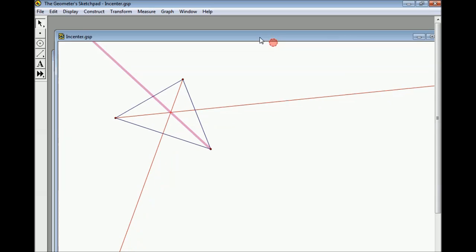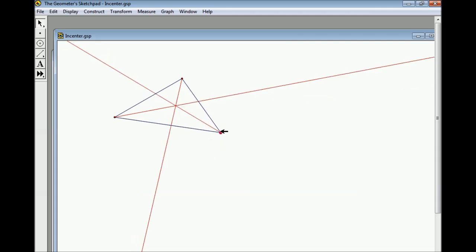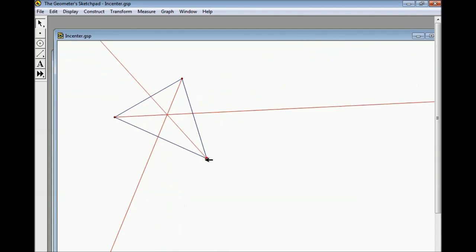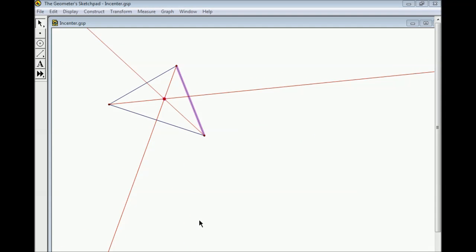Okay, angle bisectors. So this angle is congruent to that one. It's bisected. This angle here is congruent to that because this segment bisected it. And I constructed those using GeoSketchpad. And we see the incenter is also always located inside the triangle.